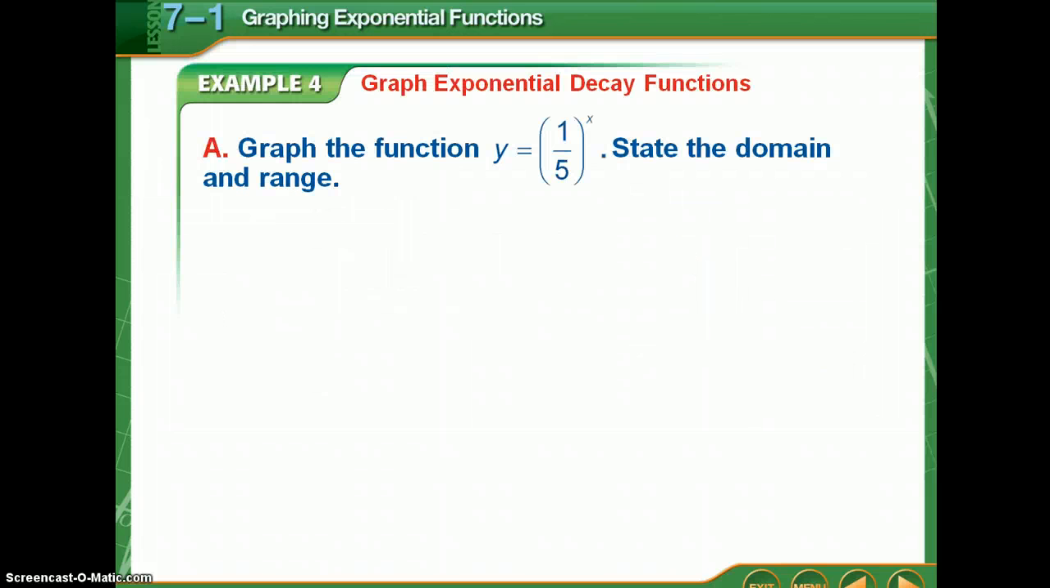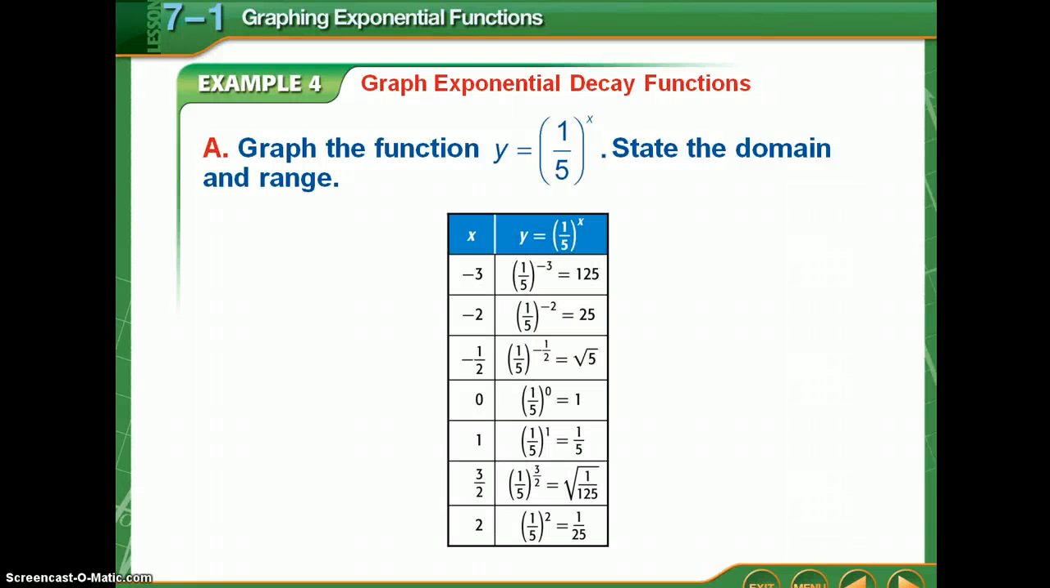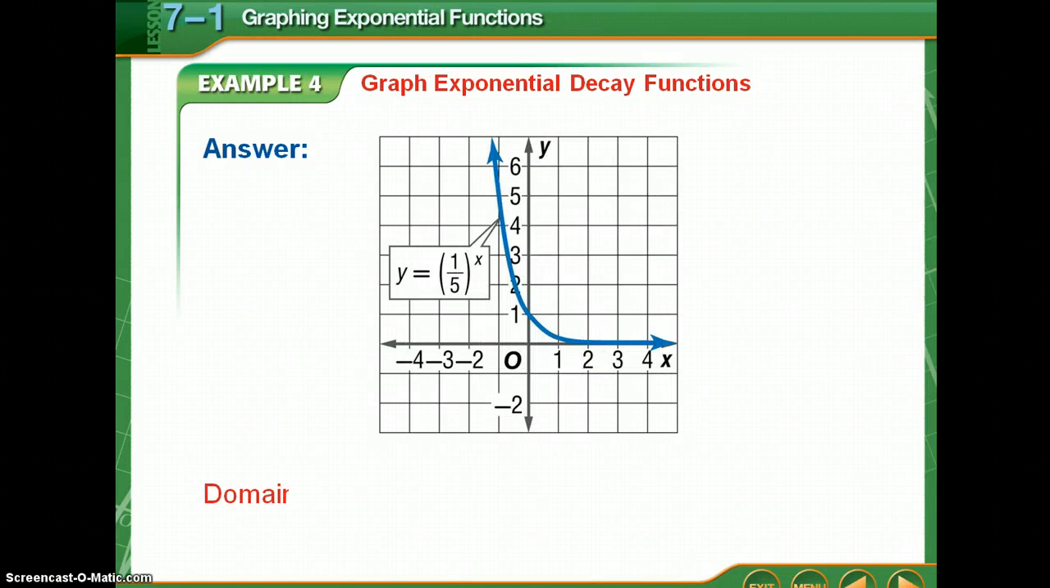So let's look at graphing an exponential decay function, and we're going to graph the function y is equal to (1/5) to the x. Again, we'll do a table of values, substituting values in for x to find out what y is, and then graph that function. The domain is still all real numbers, and on this graph the range is y, such that y is greater than 0.